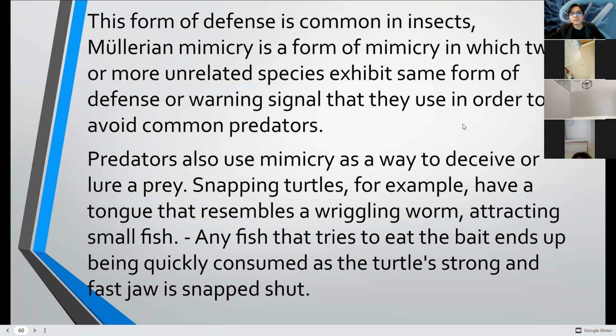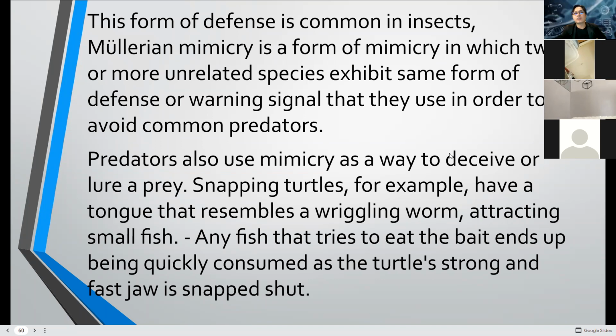Okay, predators also use mimicry as a way to deceive or lure a prey. Okay, snapping turtles, for example, have a tongue that resembles a wiggling worm. It looks like a worm, attracting small fish or any fish that tries to eat the bait. Okay, it ends up being quickly consumed. The turtle's strong and fast jaw is snapped shut. Okay, those are the natural ways of defense and the natural ways of the predators also to catch their prey.